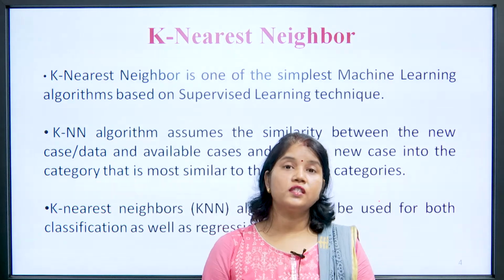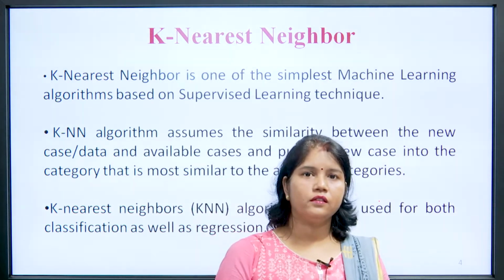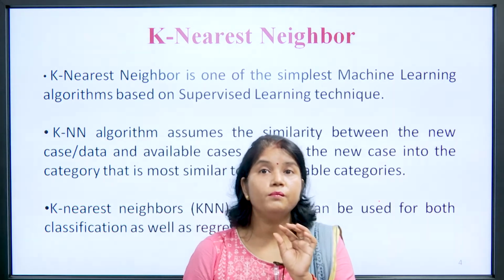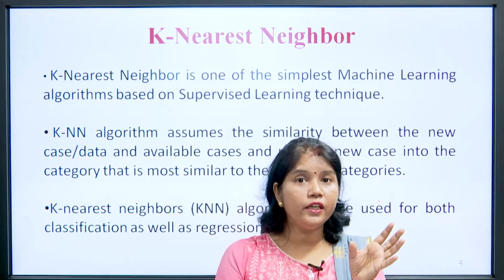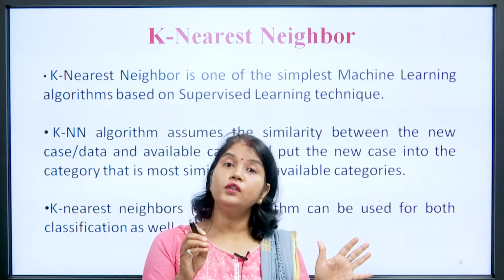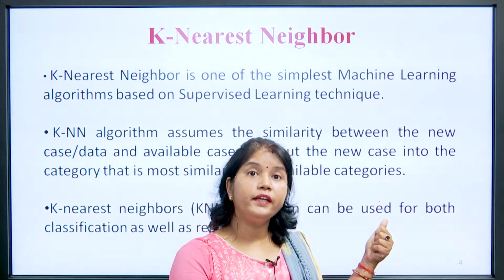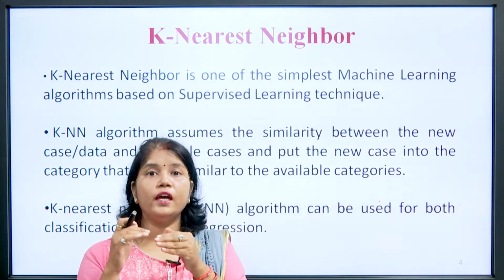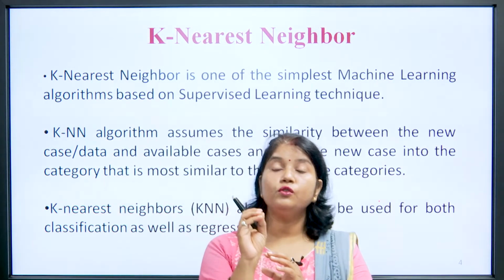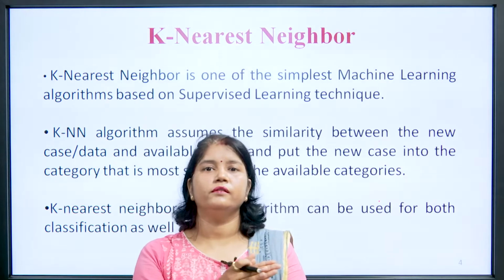K nearest neighbor is one of the simplest machine learning algorithms based on supervised learning techniques, isn't it? Okay. So, the KNN algorithm assumes the similarity between the new case or new data and the available cases, and puts the new data case into the category that is most similar to the available categories, right. You have to put the data set into the similar category, and the similar category is already available. Is that clear?